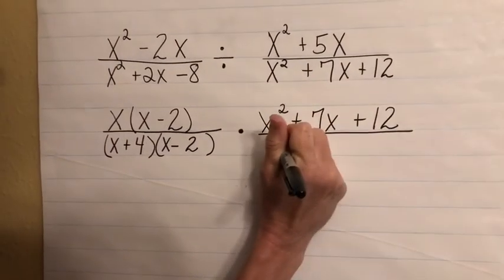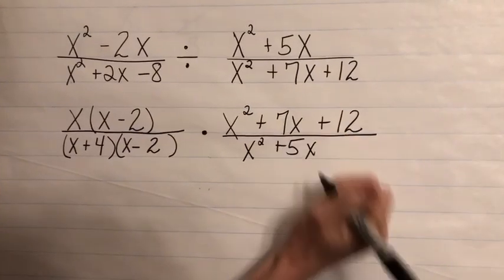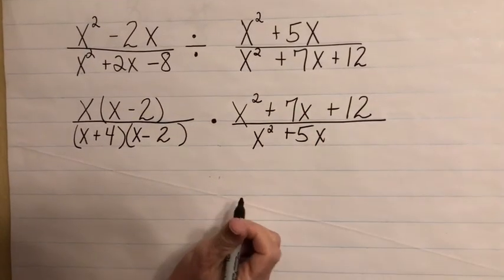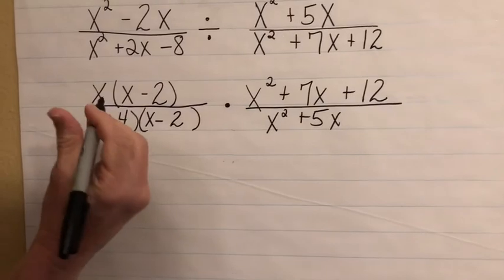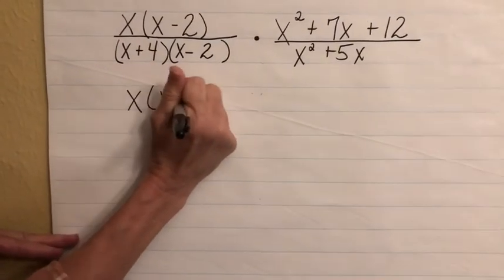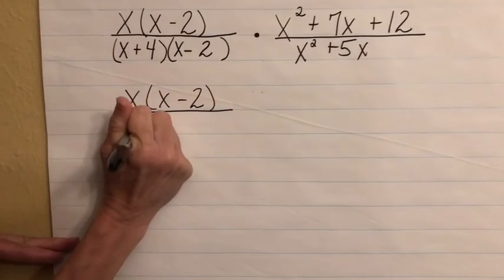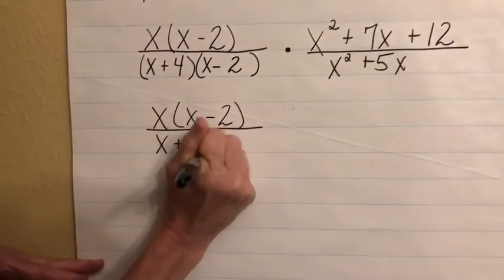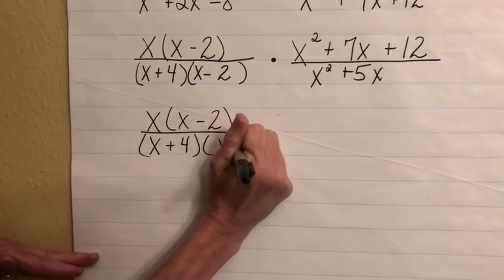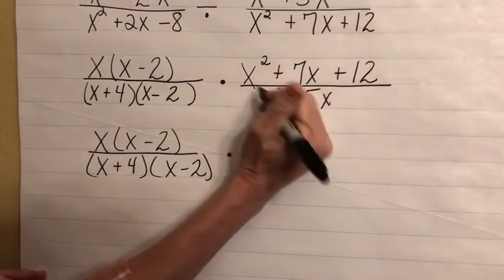So I'll just rewrite that fraction, and I'll check to make sure I've done it correctly. All right, so now to rewrite the first one in factored form. And then I will factor my second one, x plus 4, x minus 2 times, and now I can just factor this.